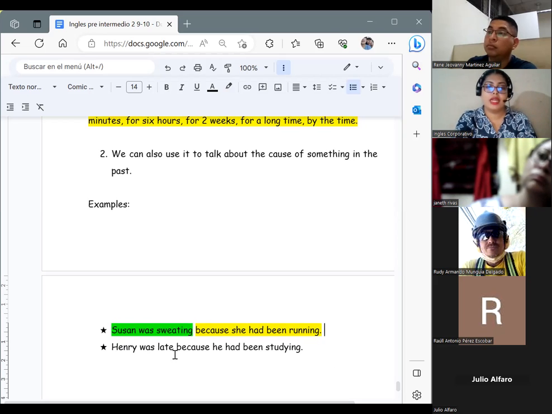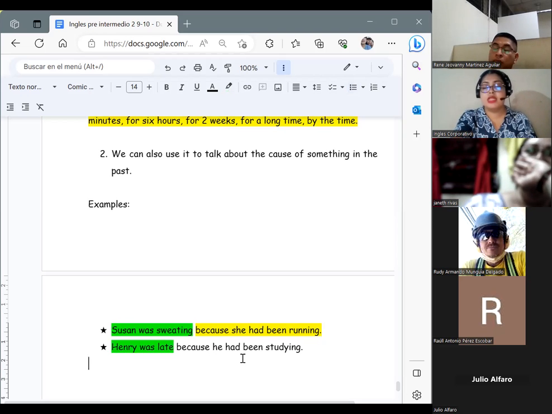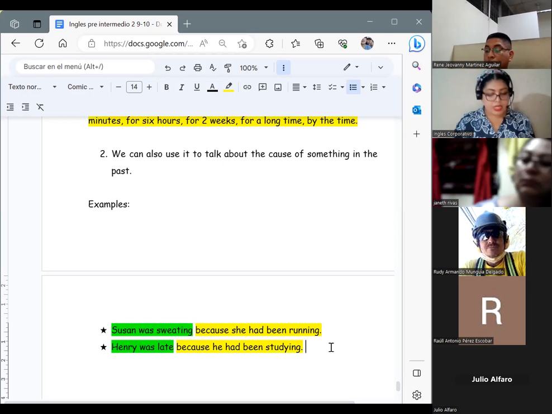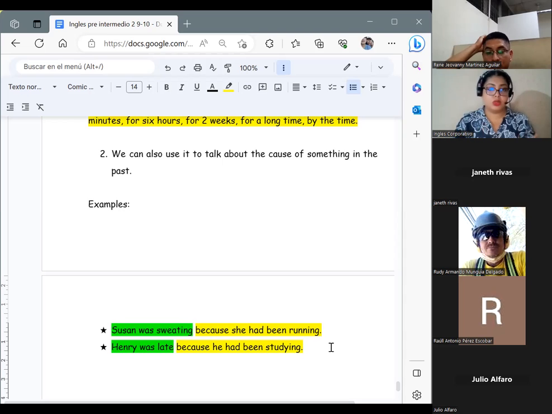Ahora, Henry was late. Esto es lo que yo quiero explicar. ¿Por qué Henry llegó tarde? Because he had been studying, porque había estado estudiando. Por eso fue que él llegó tarde. So in this case, I'm talking about the cause of these things. So in this case, we have completed the past tense. Ese es el final del tema del pasado. Aquí tenemos dos estructuras más. Ya completamos las cuatro. Ahora vamos a hacer un pequeño ejercicio.